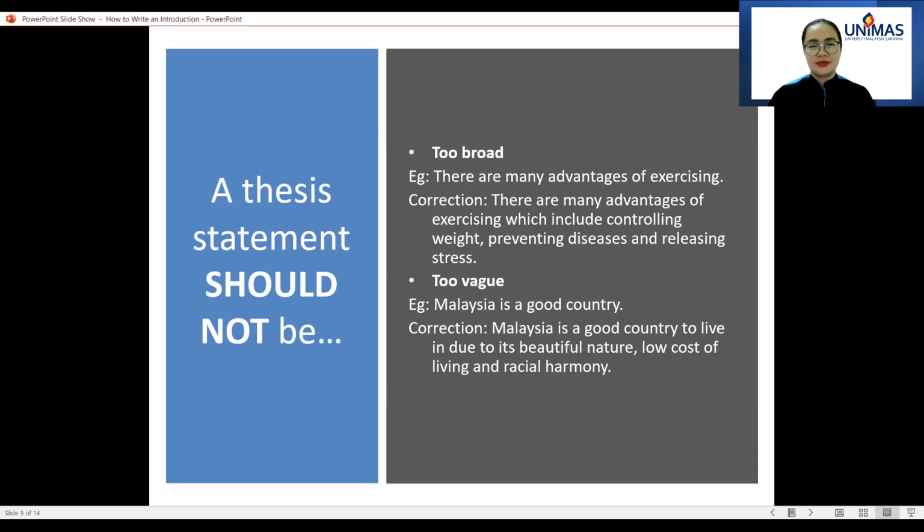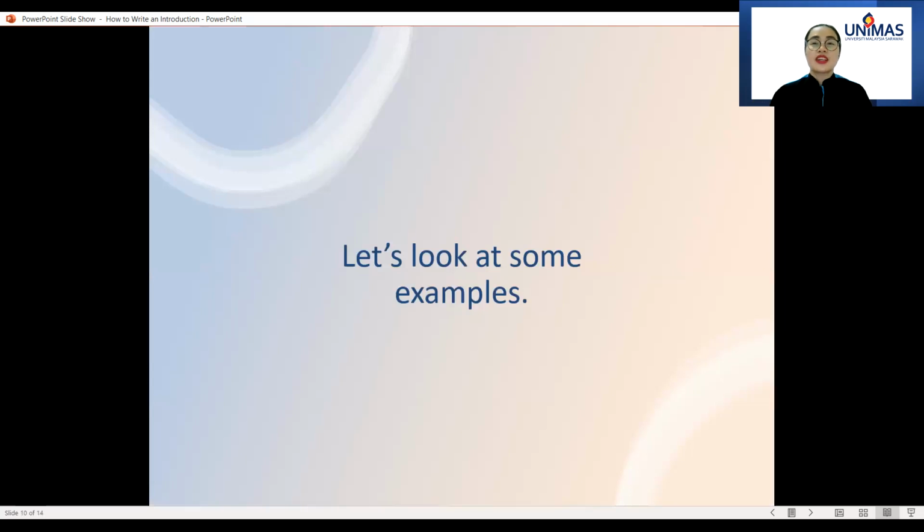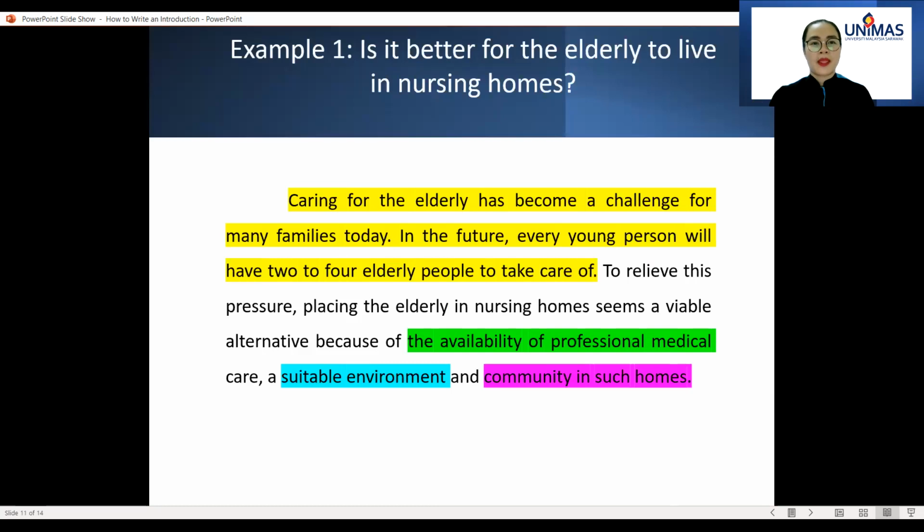Okay, moving on. Let's look at more examples to make it clearer for you. Okay, let's look at example 1. Is it better for the elderly to live in nursing homes? Okay, again, we should start with something broad. Look at this example, the one highlighted in yellow.